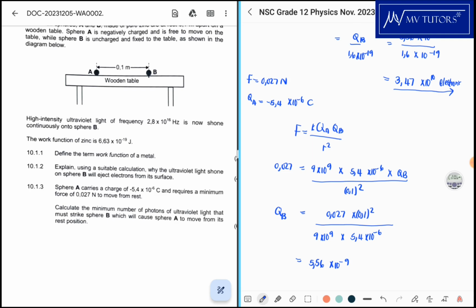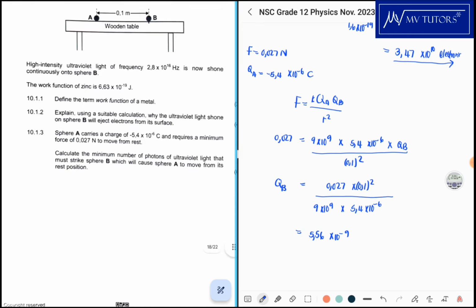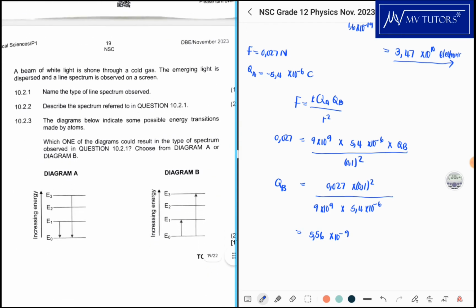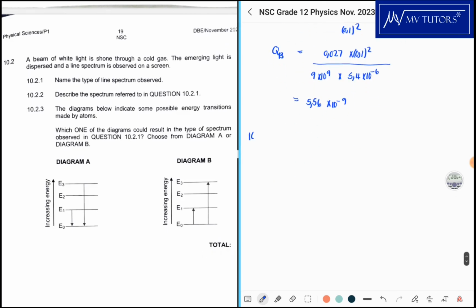All right, so that's 10.1.3. We found the answer. It is 3,47 times 10 to the power 10 electrons. Now we can move on to 10.2, the last section, then we can call it a day. So it says a beam of white light is shone through a cold gas. The emerging light is dispersed and a line spectrum is observed on a screen.